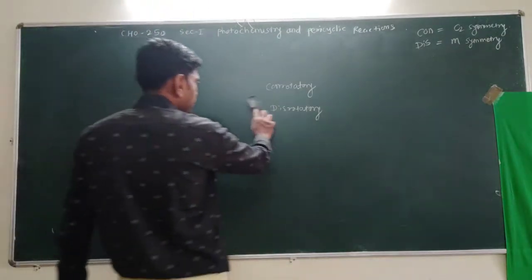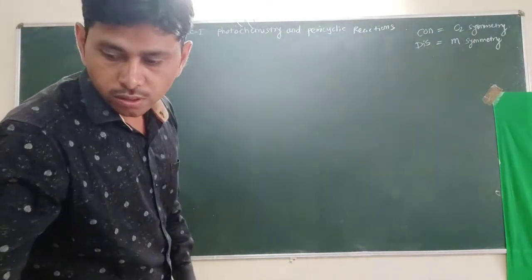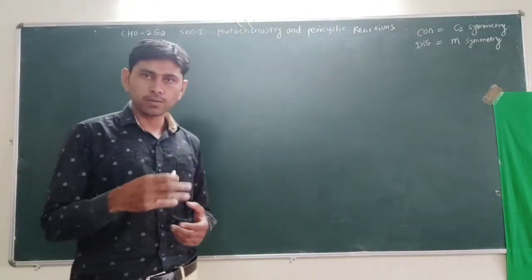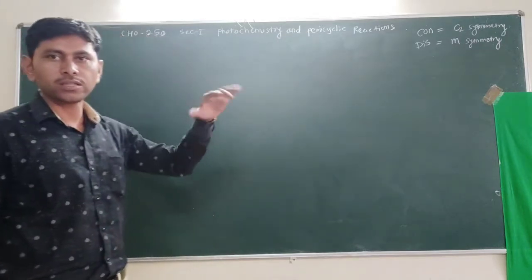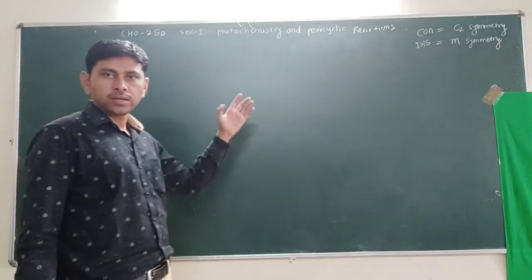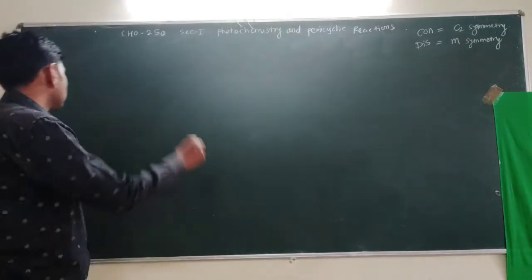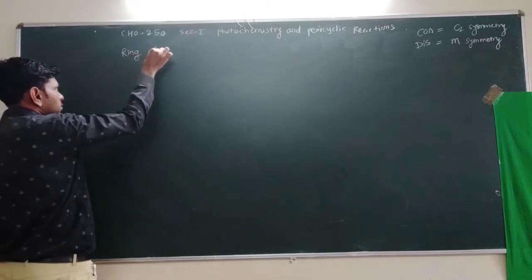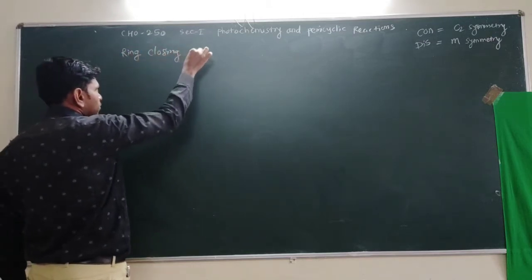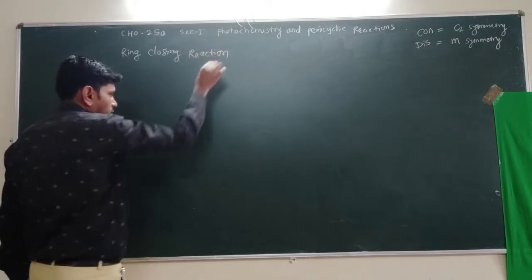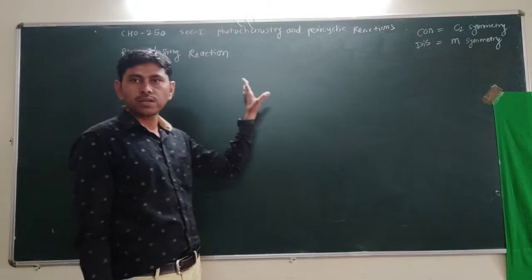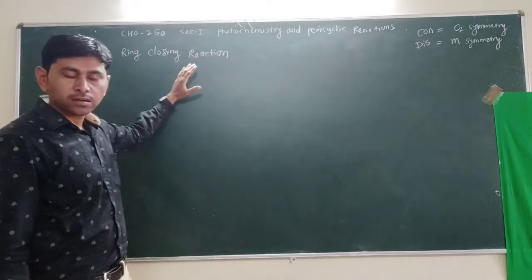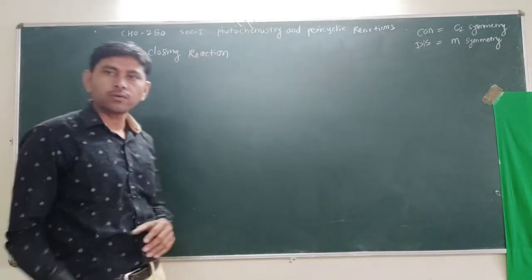So let's see, when substituents are present on these molecules, it results in a different stereochemistry of the product, and how the stereochemistry changes, we have to see by taking an example. So first see here the ring closing reactions. In ring closing reactions, we saw the ring closing by conrotatory and disrotatory motion by considering the compound without substituent.